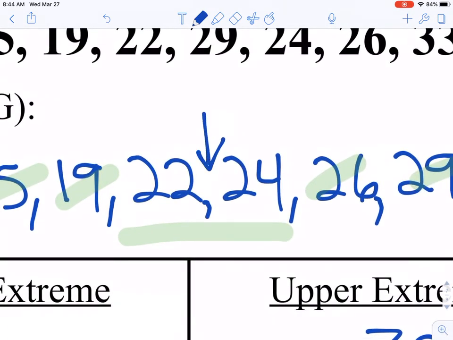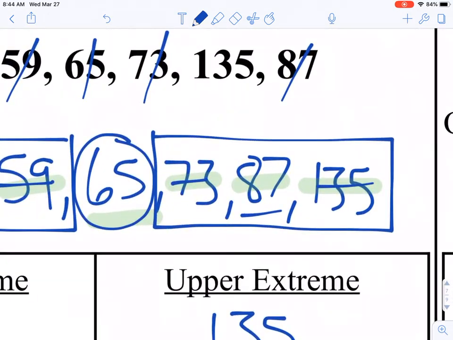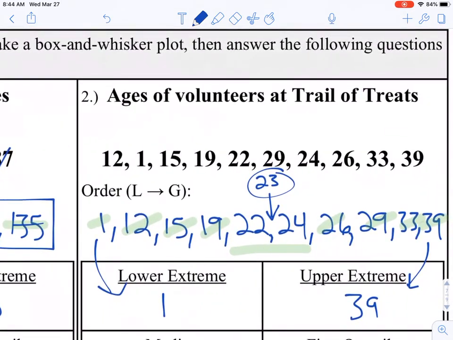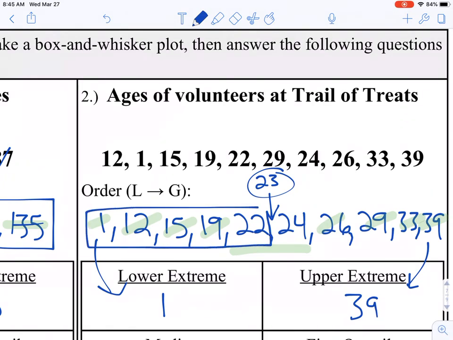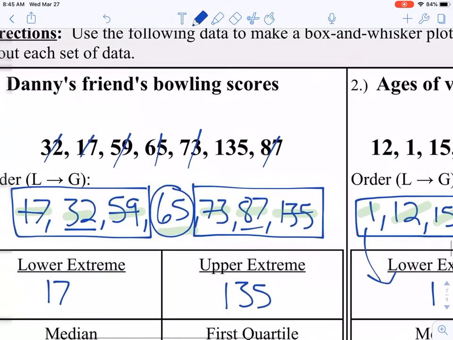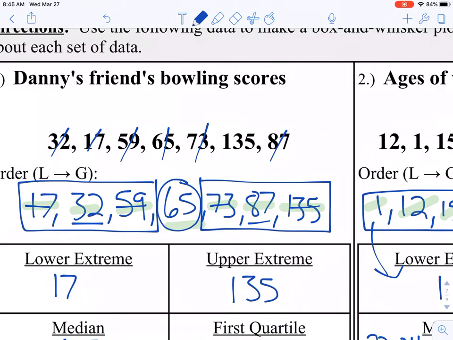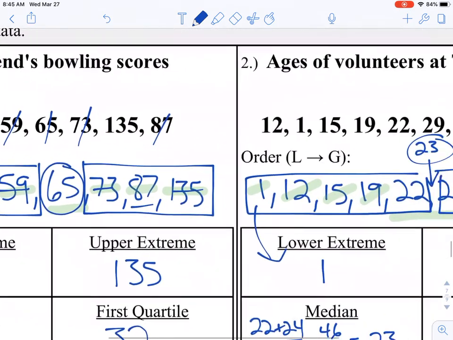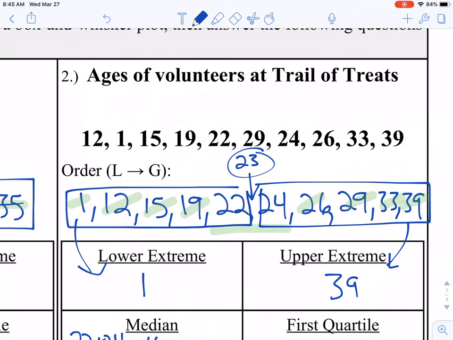Not in my data, but just to remind myself 23 is my median, just like I had circled 65 as my median. So if that's my median, and I don't want to include my median in my lower set and my upper set, I will only go from 22 down to 1, and I'll go from 24 up to 39. So again, just like how here I didn't include my median when I boxed off my sets, I didn't include my median here, even though it wasn't really in the data when I boxed off my sets.